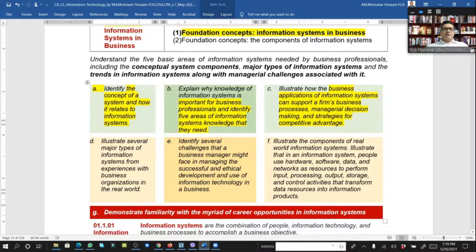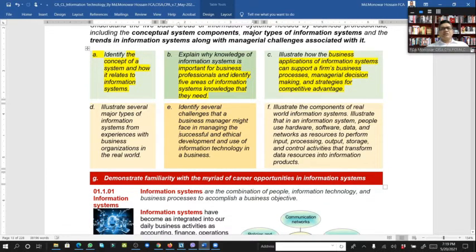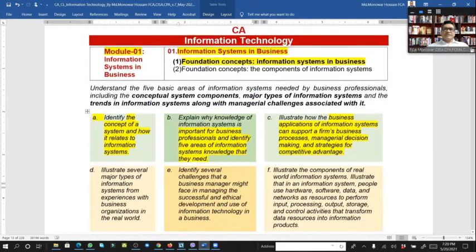And the same way we will understand the major types of information system, and the several challenges of business management right now, and also the components of the real world information system. So this is the total understanding within this chapter.